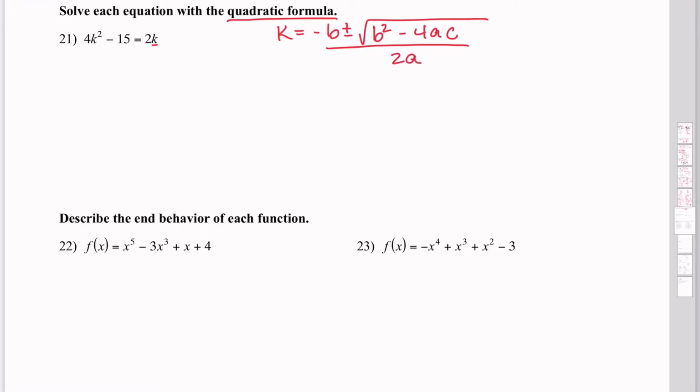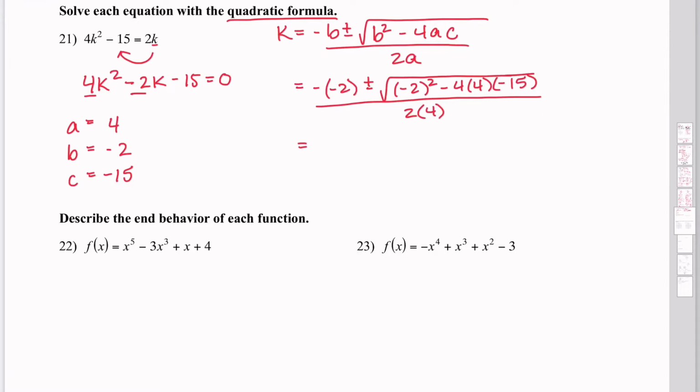So in order for us to find out what our a, b, and c values are, we must move the 2k over to the left side, leaving us with 4k squared minus 2k minus 15 equals 0. In doing so, our a value is 4, your b value is in front of your k or x, which is negative 2, and our c value is negative 15. From here, all you need to do is plug in those values into your quadratic formula.